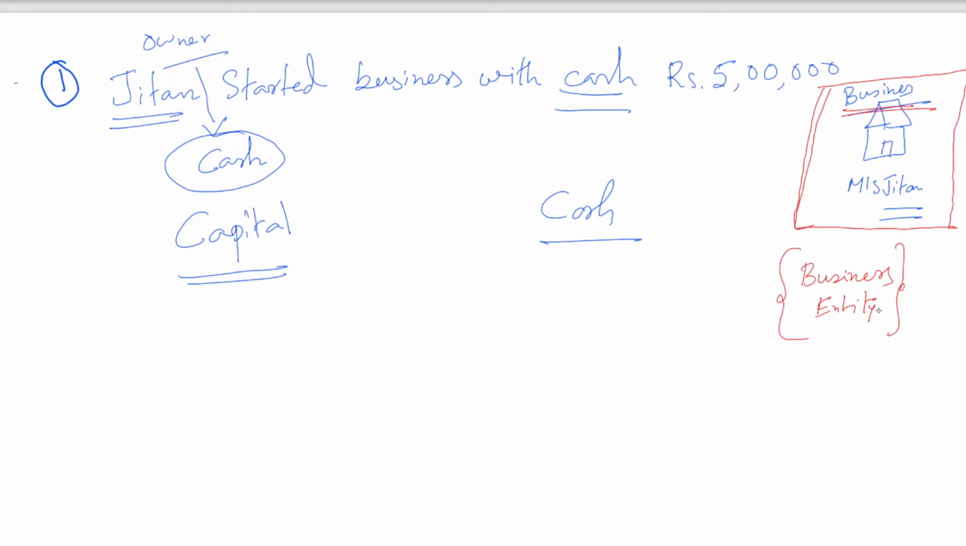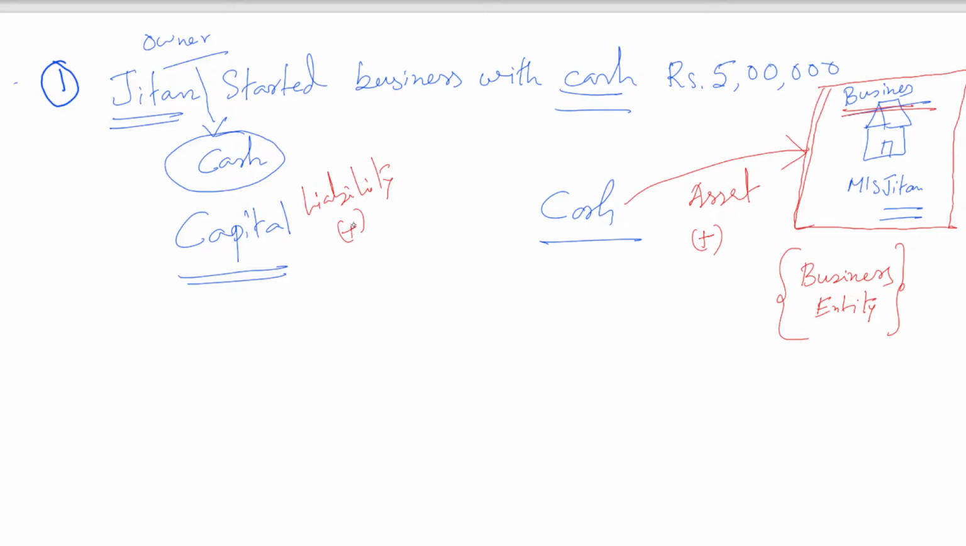According to that concept, owners and business are differentiated, right? So in this case, Jiten started business with rupees 5 lakhs. So for the business, this cash amount is coming to the business, right? This cash amount is coming to the business, or you can say this cash is what? Cash is an asset, right? It is increasing, isn't it? And capital is the liability. Okay. So capital is also increasing for the business, right?